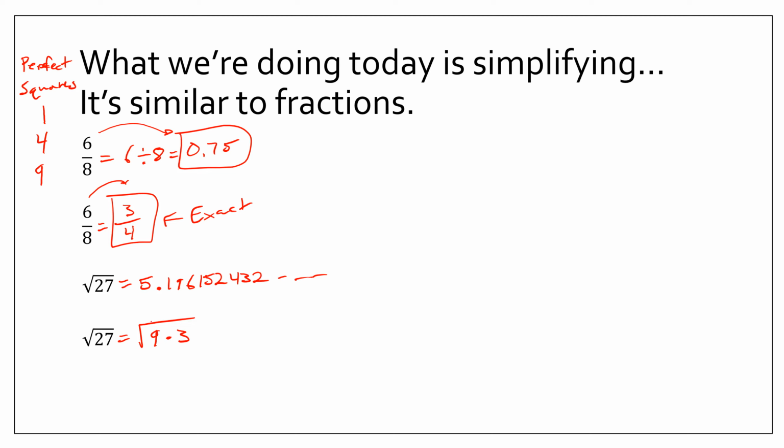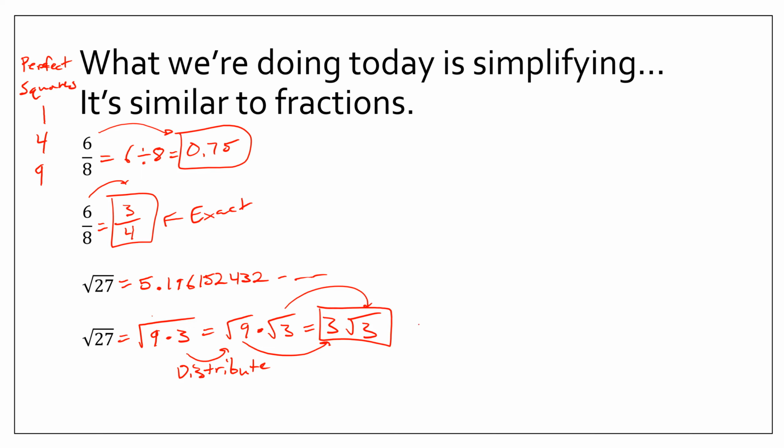But isn't it true that I know what the square root of 9 is? So here's what we're allowed to do. There's this rule that says if you have a square root of a multiplication, you're allowed to distribute the square root. This is something that I'm allowed to do. I'm essentially distributing the square root. And now notice, I know that the square root of 9 is 3. Do I know the square root of 3? No, so let's just leave it as the square root of 3. And I have this new, more simplified answer that I read as 3 root 3.